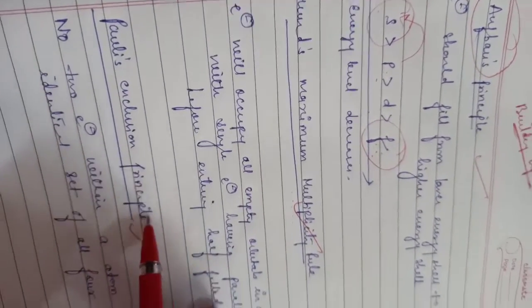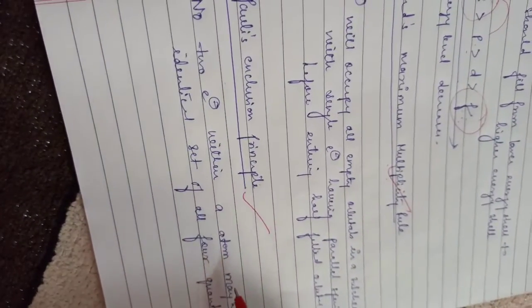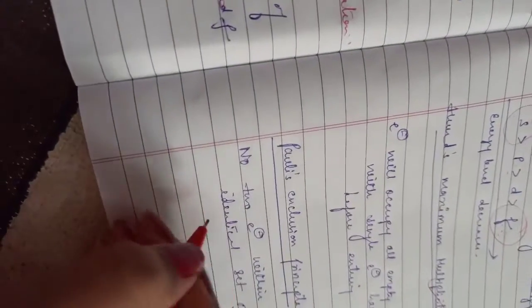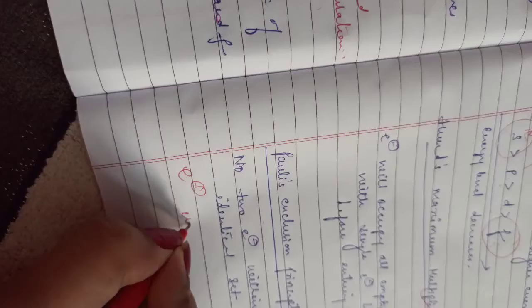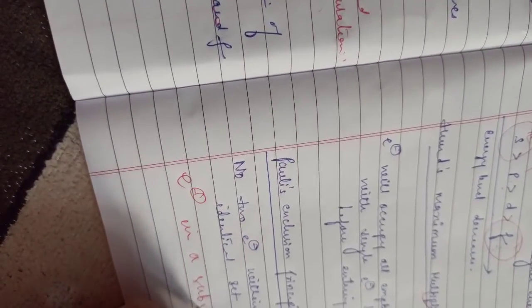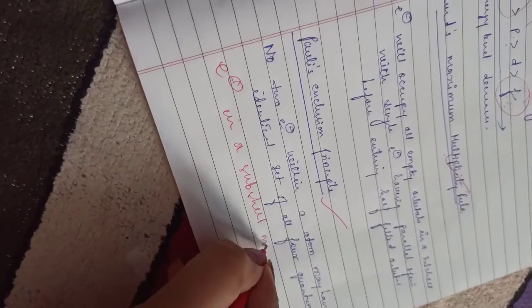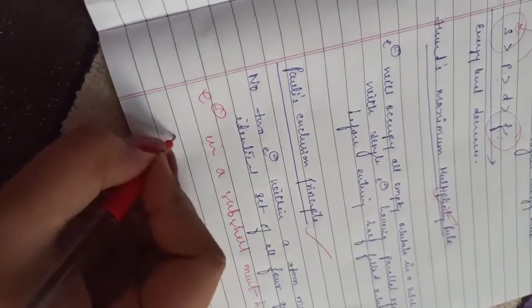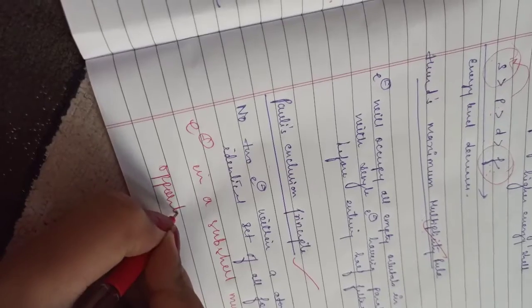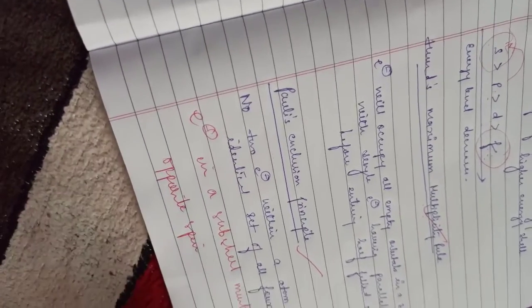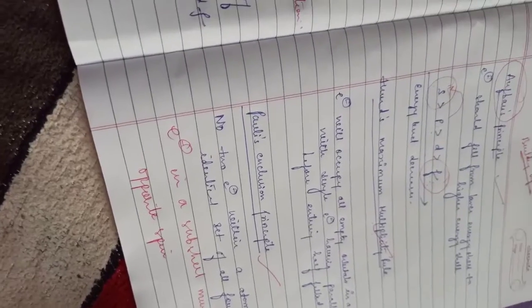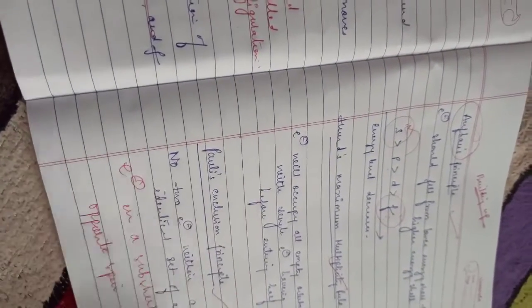Next rule is Pauli exclusion principle. Pauli exclusion principle states that no two electrons within an atom may have all four quantum numbers the same, or Pauli exclusion principle can also be stated as: electrons in a subshell must have opposite spin. So these are the three rules which we have to follow while doing the electronic configuration.